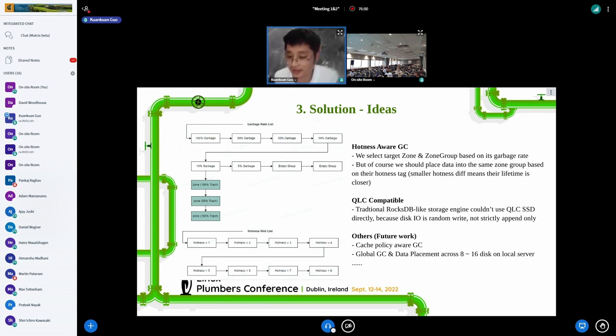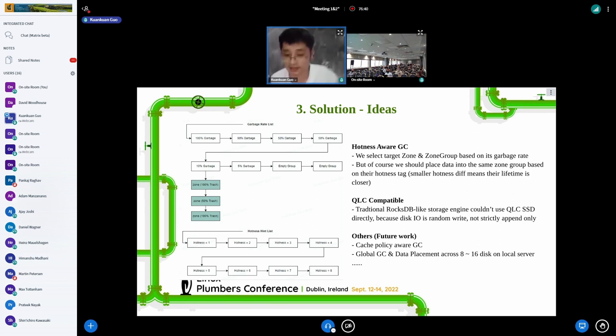We will group data together based on their hardness, and so we have a hardness linked list. We will link different zones with their hardness tag, and we also have a garbage rate linked list. So we will select the target zone that will be sacrificed later or migrate later, based on these two variables.